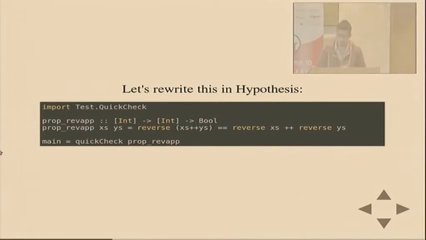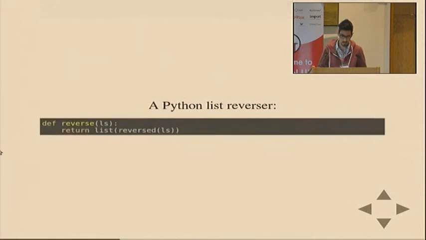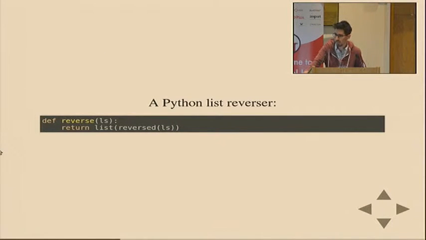Written by David MacIver, who is sitting in the front row here. So just to remind you, this is the Haskell proposition we had earlier. Let's rewrite that. So we need a little helper function that knows how to reverse a list in Python and give you a list back.